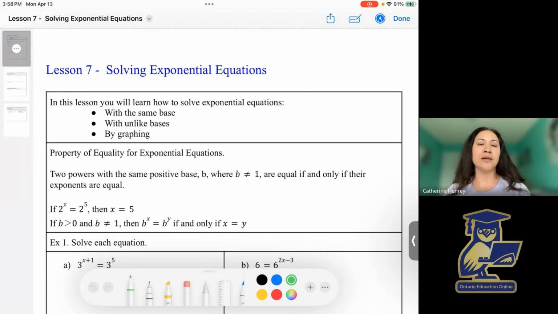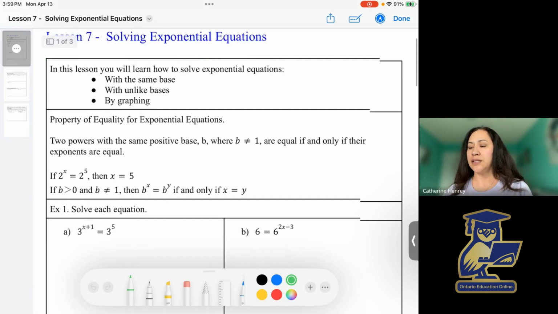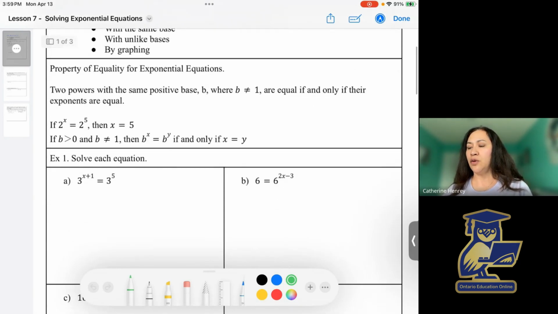Hi everyone, welcome to lesson 7 of our exponential functions unit. Today we're going to take a look at solving exponential equations. In this lesson, you will learn how to solve exponential equations with the same base, with unlike bases, and by graphing. The important part of this lesson is the property of equality for exponential functions.